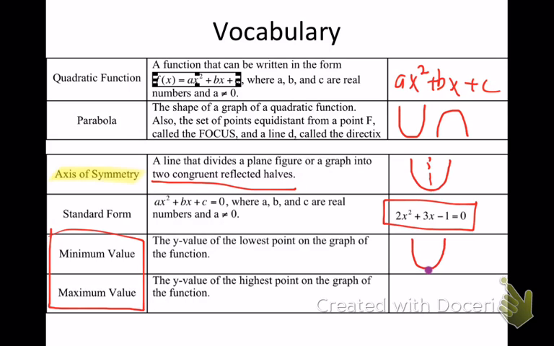So if it's a minimum value, that means my graph's going up because there's the lowest point. Does that make sense for everybody? You see how my graph goes up, there's a low point. And then a maximum value means my graph's going down. My maximum value is the highest point. So again, the maximum value, think about it like a ball. Let's say you go to the basketball courts and you shoot a basketball. The highest point, that would be like your maximum value. Okay, so we have minimum and maximum values.